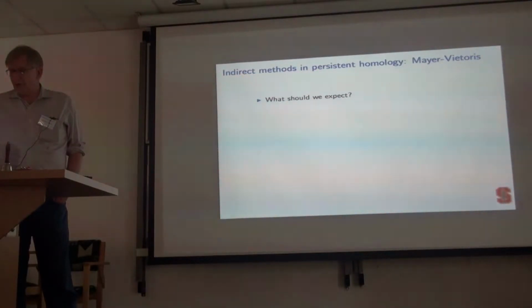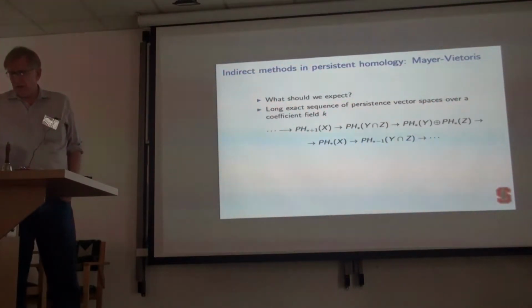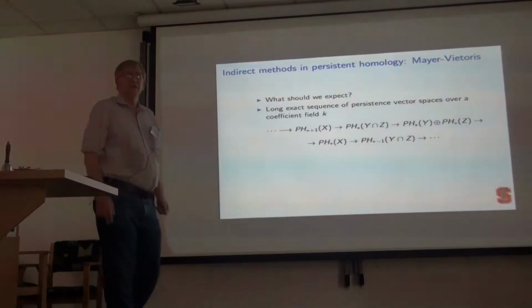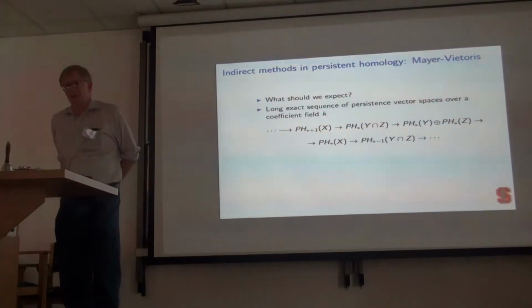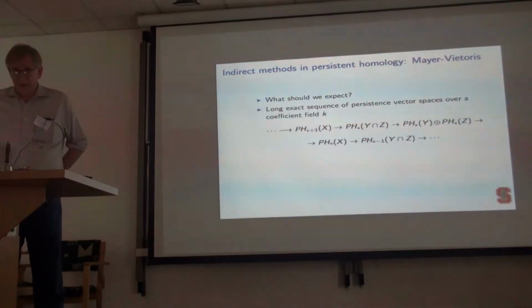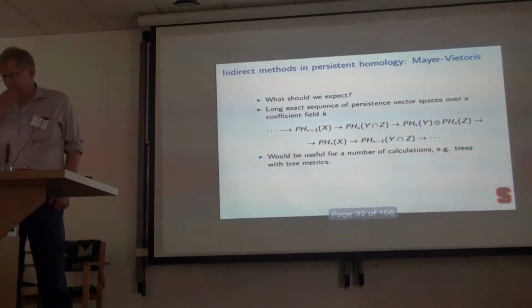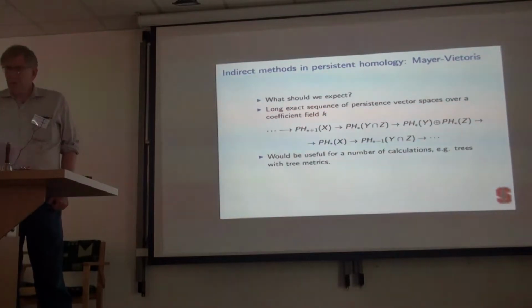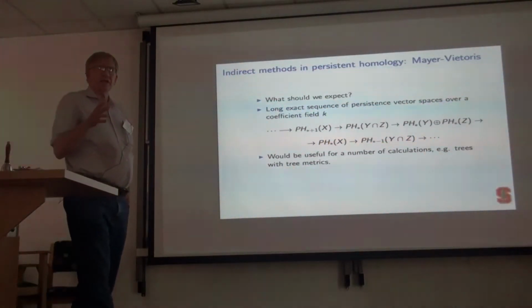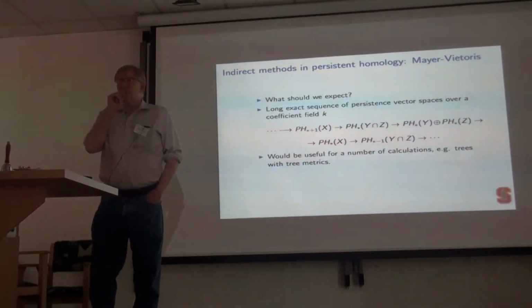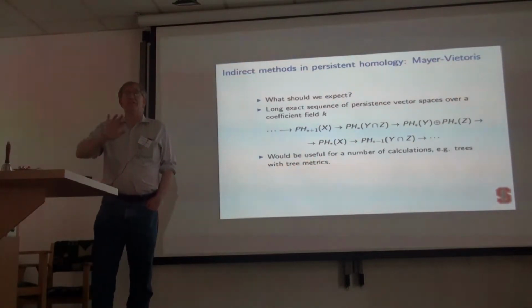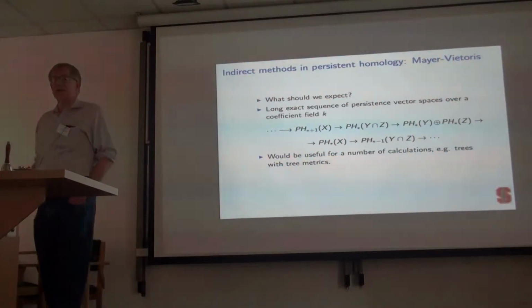But the question is, so what should we expect? So again, here might be the hope. This is the thing that comes out that you would get, and it would be computing the persistent homology of X with that push-out metric. And this would be useful for a number of calculations, particularly for those with tree metrics. And that's an example that I'm going to talk about here in a minute.